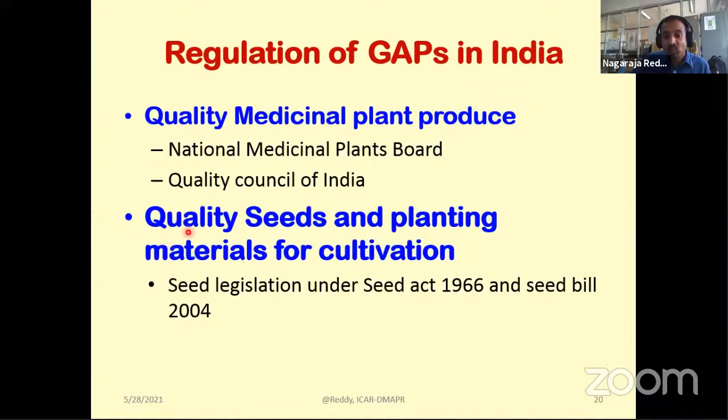And quality seed and planting material for cultivation needs to be regulated. It comes under seed legislation, under the Seed Act 1966 and Seed Bill 2004. So whatever the rules given under these two acts needs to be followed in providing the quality seed and planting material for cultivation.